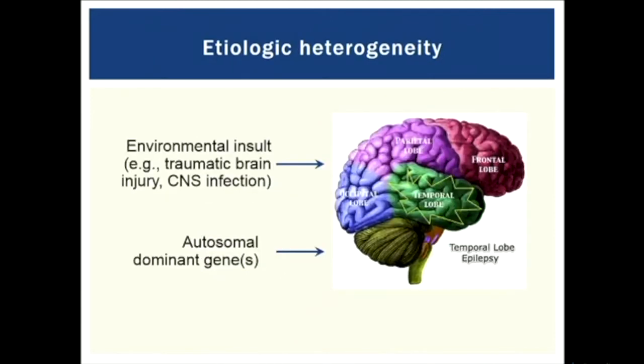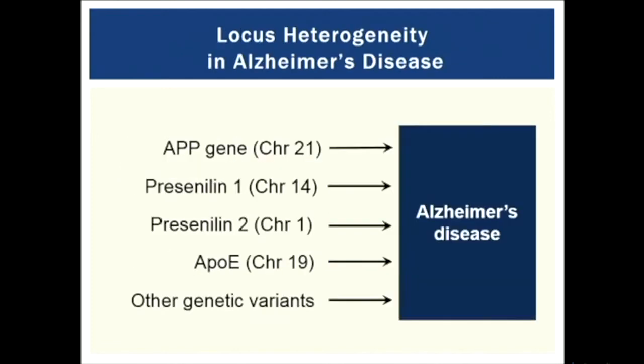An example of etiologic heterogeneity is with the disorder that I work on, epilepsy, and particularly temporal lobe epilepsy. We know that there are environmental causes of temporal lobe epilepsy, severe traumatic brain injury or infections of the central nervous system, for example. But also there are autosomal dominant genes that produce temporal lobe epilepsy. So this is etiologic heterogeneity.